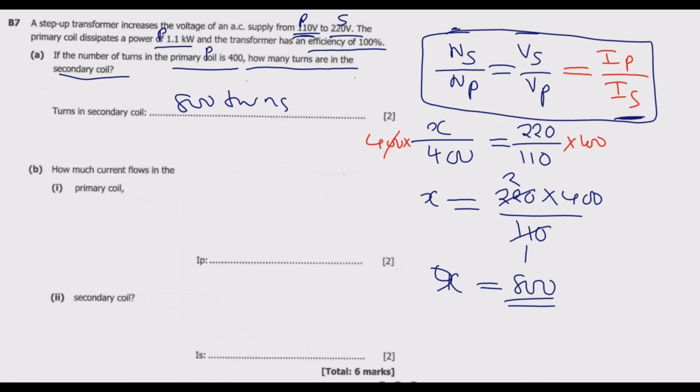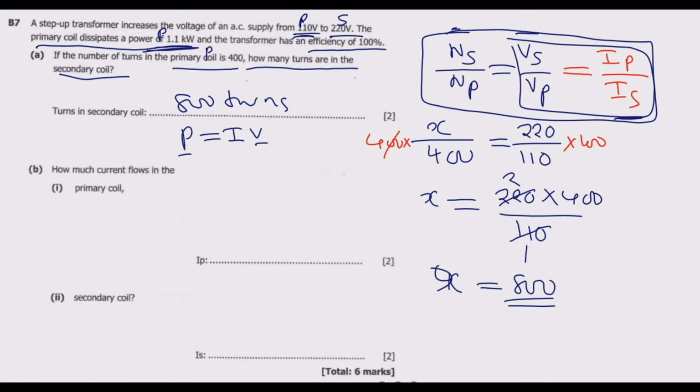So you can just pick two of these. Let us pick the voltages and the current. Basically we need to know the current. The first thing we can do is find the current in the primary coil, using the power that we've been given. We know that power is equal to current times voltage. So we've been given the voltage in the primary and the power.